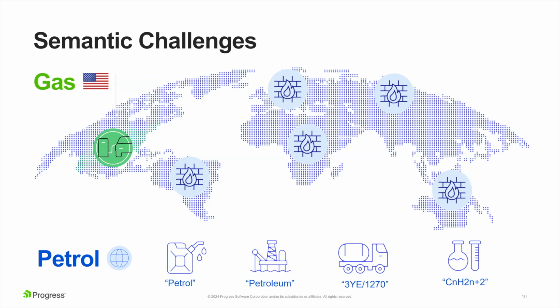So we have to be able to understand the different synonyms, alt labels as we call them, for the terms. And we also need to understand the relationships between them. So a car needs gas to drive, and that's fuel. The fuel is the relationship between an automobile and gas or petroleum.